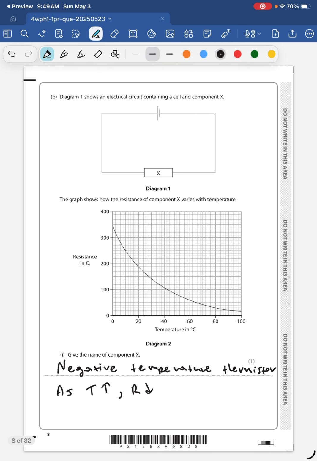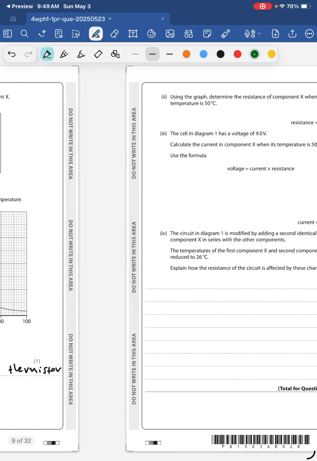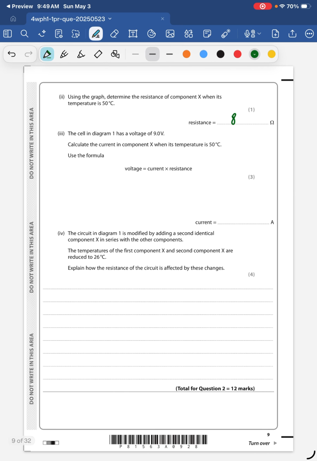Okay, so let's go back to the graph. So 50 degrees is over here, right? And we see that the corresponding resistance is over there, you have the 50. So each little square is an increase of 10 ohms. So 80 ohms is the answer, okay? So let's write it down, 80 ohms.